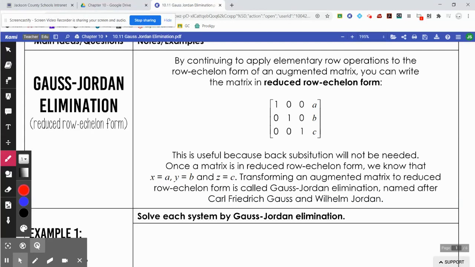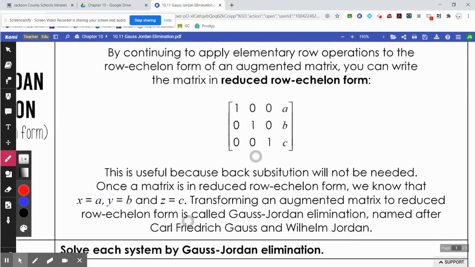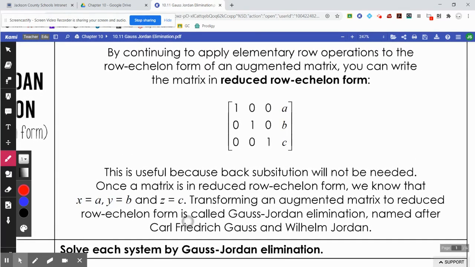Okay, in this video, we're going to be talking about Gauss Jordan elimination or reduced row echelon form. This is going to be very similar to what we did in our last video and the method that we used in that video. It says by continuing to apply elementary row operations to the row echelon form of the augmented matrix, you can write the matrix in reduced row echelon form.